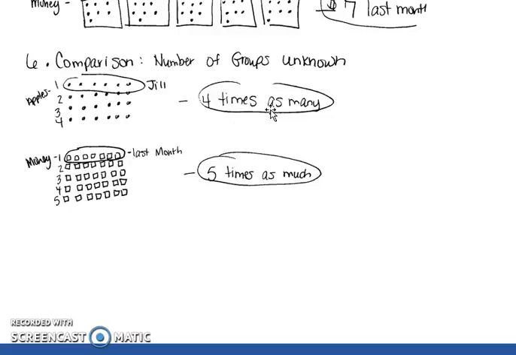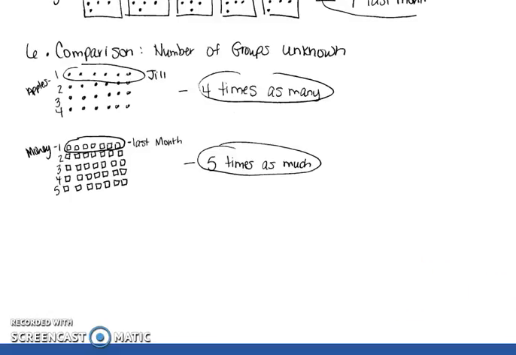And on the last problem, Mark saved $35, and last month he saved 7. So I drew out 7, and then I kept going in groups of 7 until I got to 35. And then I saw how many groups of 7 I ended up with, which was 5. So he saved 5 times as much money this month as he did last month.